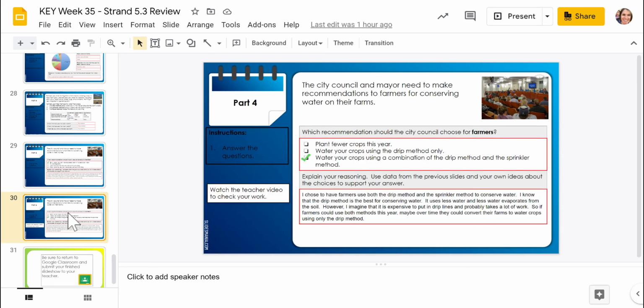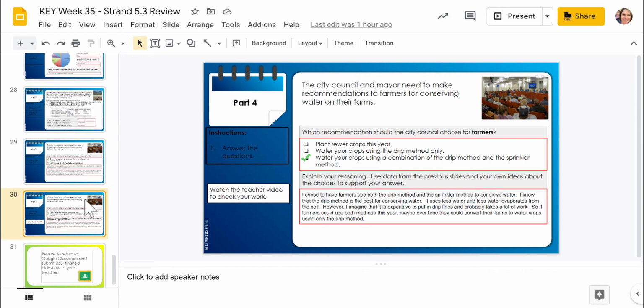For farms, I chose water your crops using a combination of drip method and the sprinkler method. So I chose to have farmers use both the drip method and the sprinkler method to conserve water. I know that the drip method is the best for conserving water. It uses less water and less water evaporates from the soil. However, I imagine that it is expensive to put in drip lines and probably takes a lot of work. So if farmers could use both methods this year, maybe over time they could convert their farms to water crops using only the drip method.